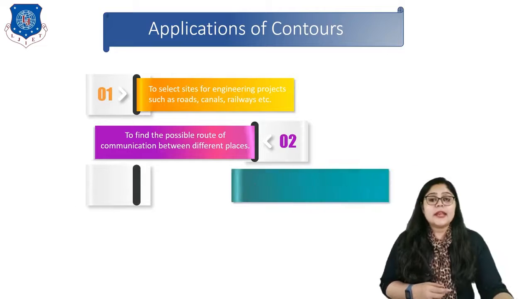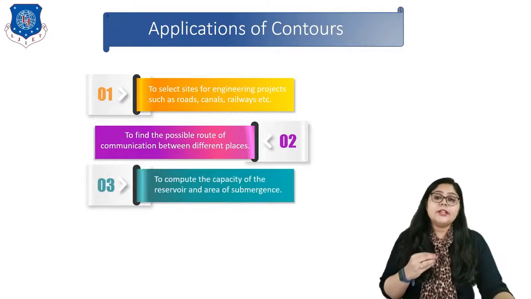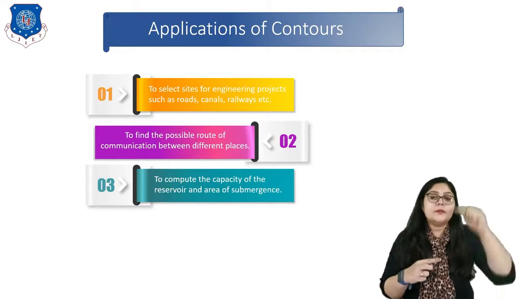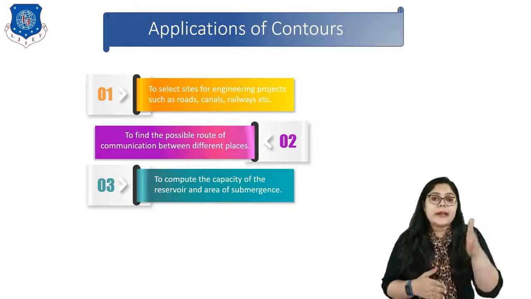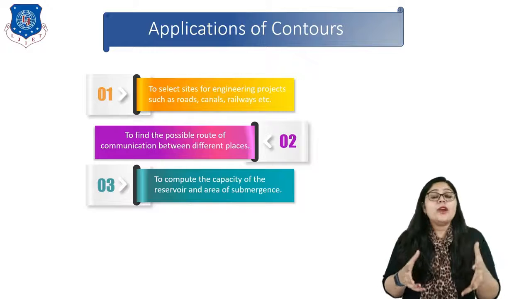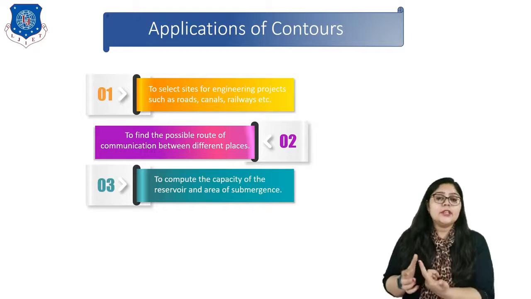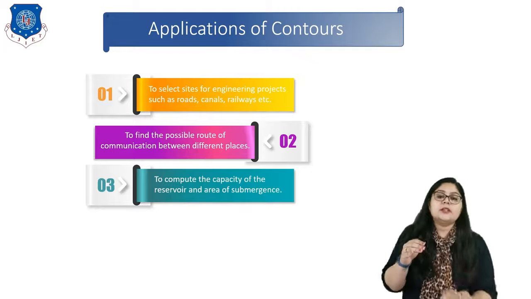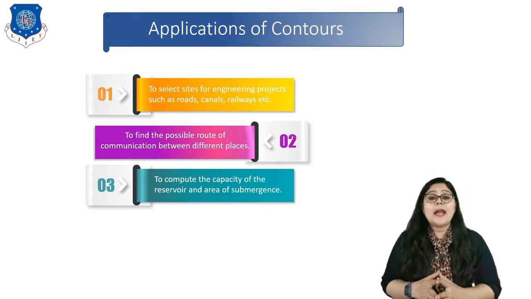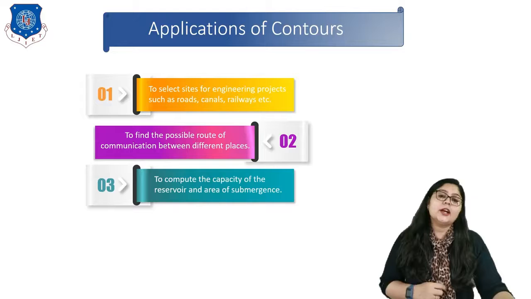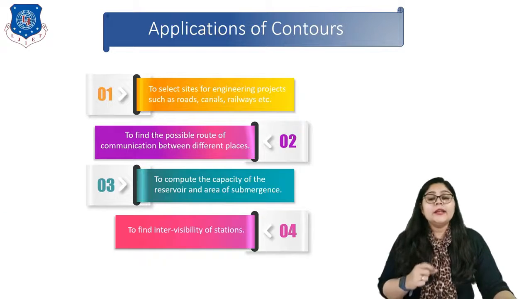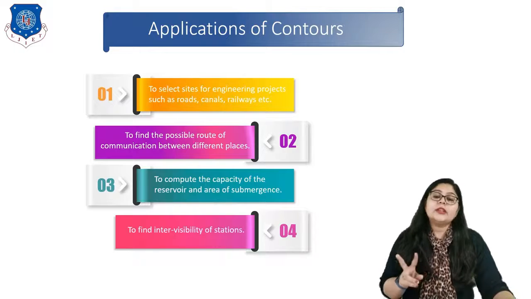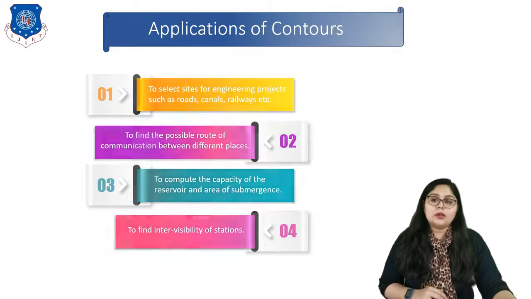The third application is to compute the capacity of a reservoir and the area of submergence. Whenever height comes into the picture, when I am talking about a reservoir, it means the backward portion of a dam where the water is stored. If I want to know the area or capacity of that reservoir as well as the submergence portion, at that time I have to identify the height. It means I have to deal with contours, right? The fourth application is to find the intervisibility of stations, that is, whether these two points are intervisible or not, right?